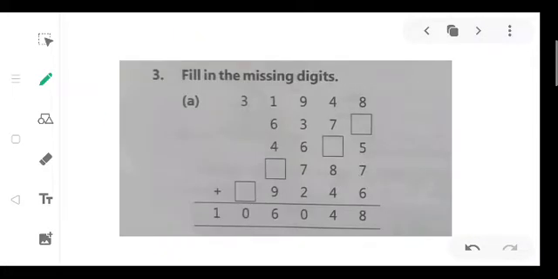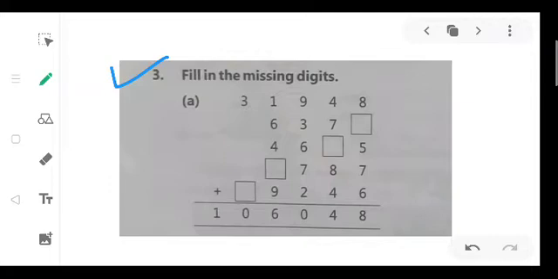Next question, question 3 in front of you. Fill in the missing number. Here the sum is given, but there are some blanks also. We have to fill them. So how can we fill?